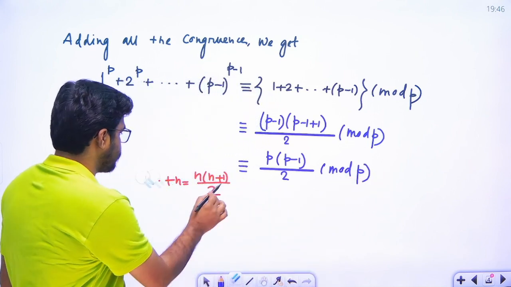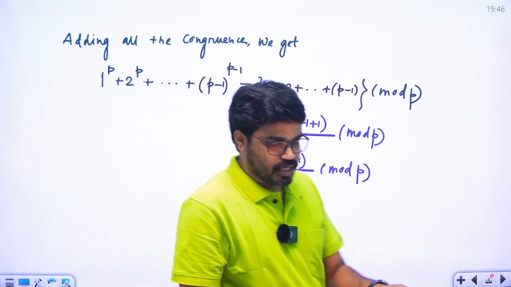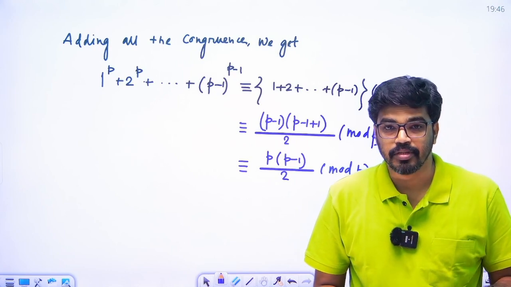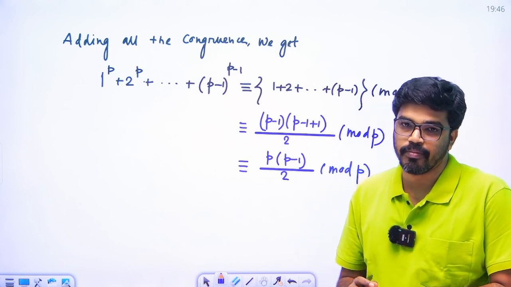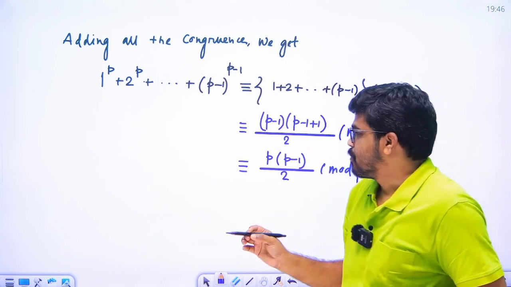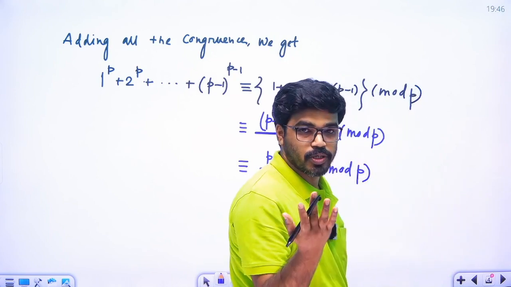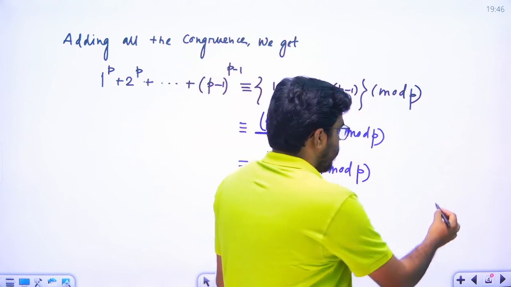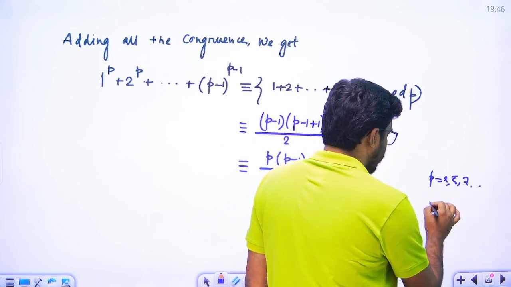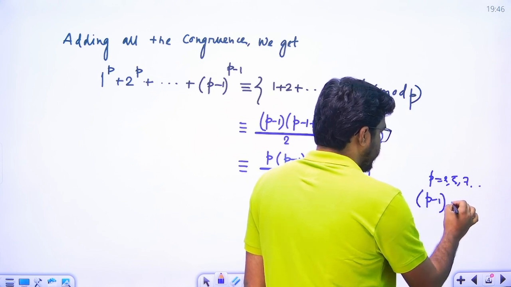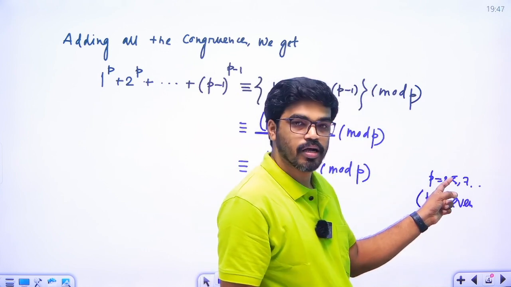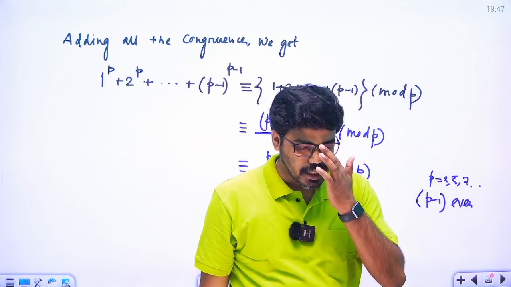Now, what is given? p is an odd prime, p greater than 2, that means p is an odd prime. So p minus 1 is an even number. p is an odd prime, that means p cannot be 2. What can the p values be? 3, 5, 7 like this. So p minus 1 must be even, p is odd, so p minus 1 is even.